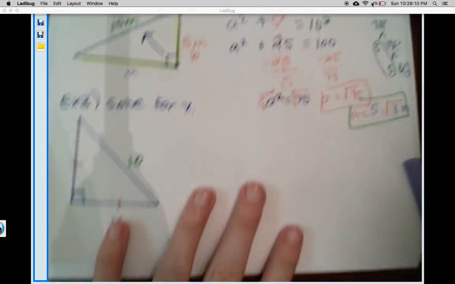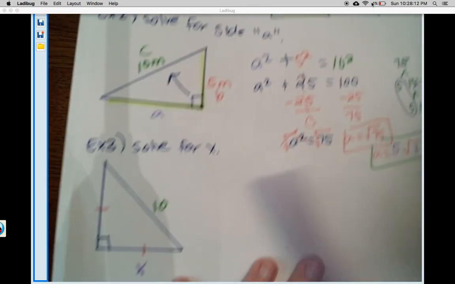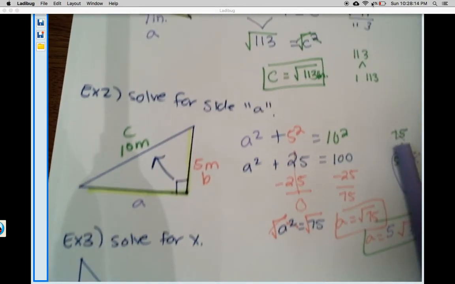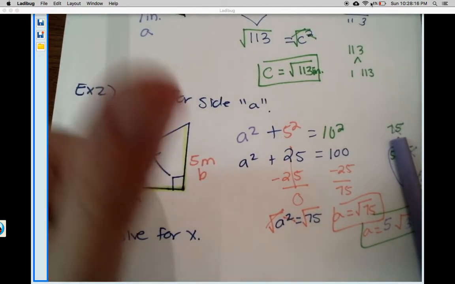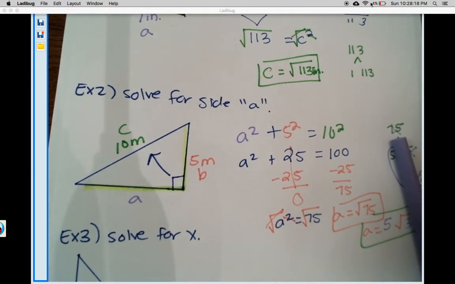Now example 3 is a fun one. We got more than one side that we don't know, which is kind of exciting. So get ready for example 3. I hope you had a blast solving example 2.